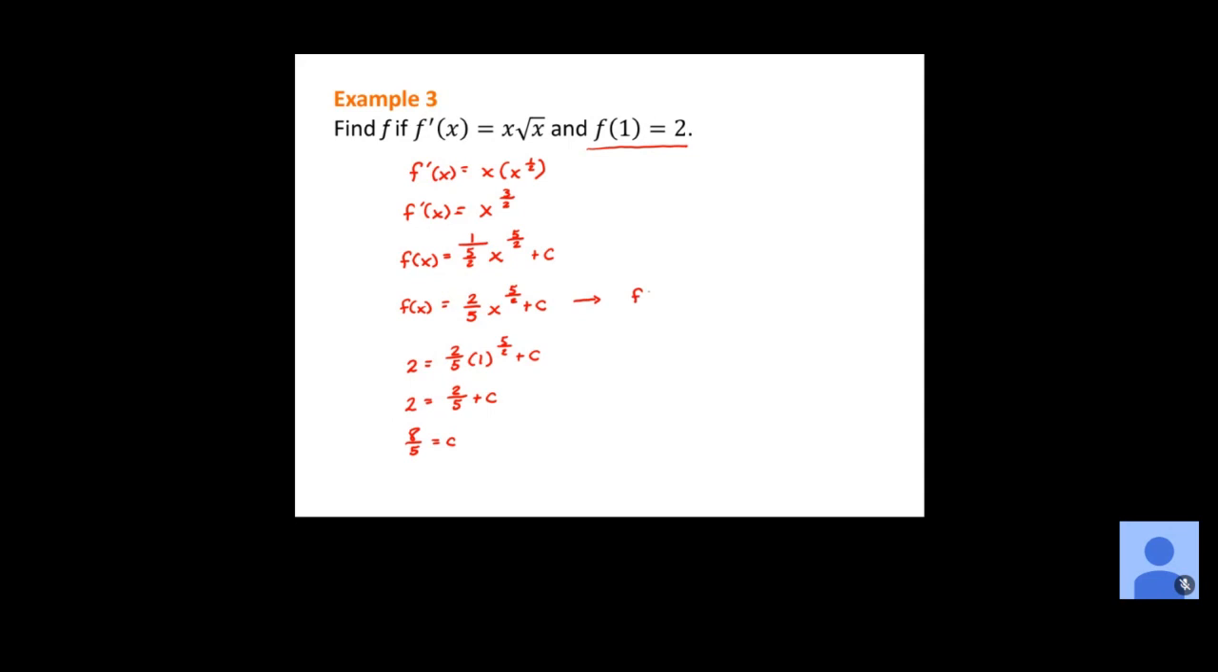in place of c. So my f of x is going to be 2/5 x to the 5/2 plus 8/5. So this is the specific antiderivative based off the information that's given. Anytime they give you a point or something like that, you are going to find a specific function. There's not going to be a plus c anymore because you're actually going to solve for that c value. Any questions on that one now?